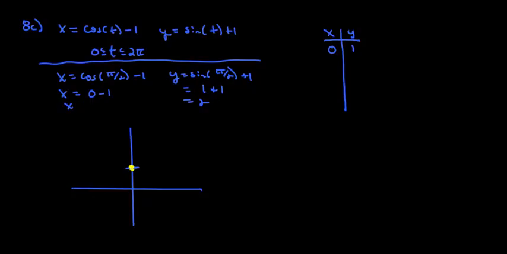So here our x value is negative 1, and here our y value is 2. So here's negative 1, here's 2. So that point's also on the graph. So let's keep going.